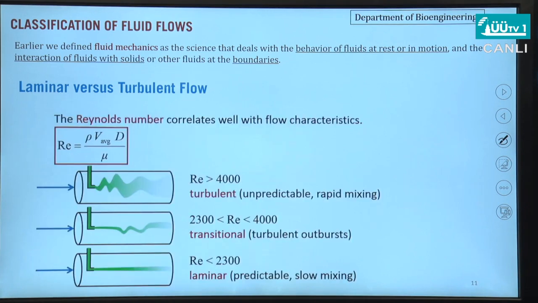Okay, this is the Reynolds number. Reynolds first developed this equation to characterize the behavior of flow. And Reynolds noticed that for a Reynolds number higher than 4,000, the flow can be considered turbulent. If the Reynolds number is between 2,300 and 4,000, it is a transitional flow, and in the case of a Reynolds number less than 2,300, we can consider that flow as laminar flow.